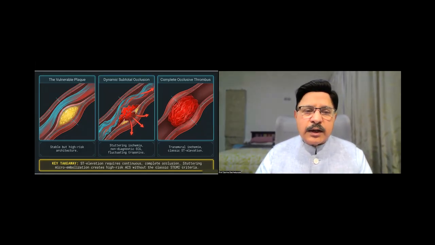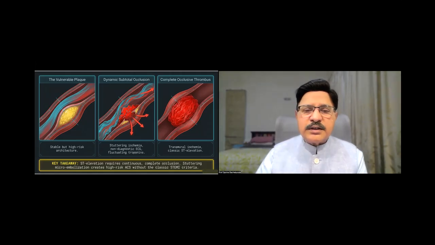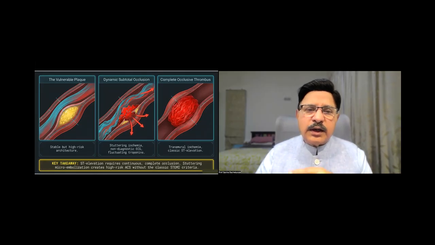Stable high-risk architecture is the first picture. Stuttering ischemia, non-diagnostic ECG is the second picture. Transmural ischemia is the third one.